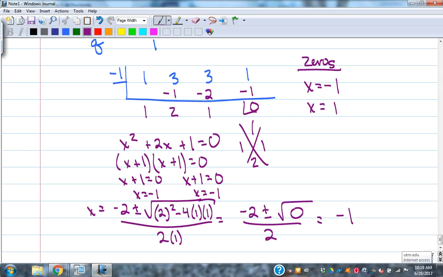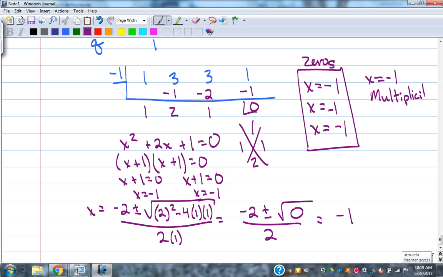So I get -1, 3 times. It has one answer, -1, but it happens 3 times. What that's called is a repeated 0. And another way to write that, instead of writing x equals -1, x equals -1, x equals -1 all 3 times, you would say x equals -1 with a multiplicity of 3, because it happened 3 times.